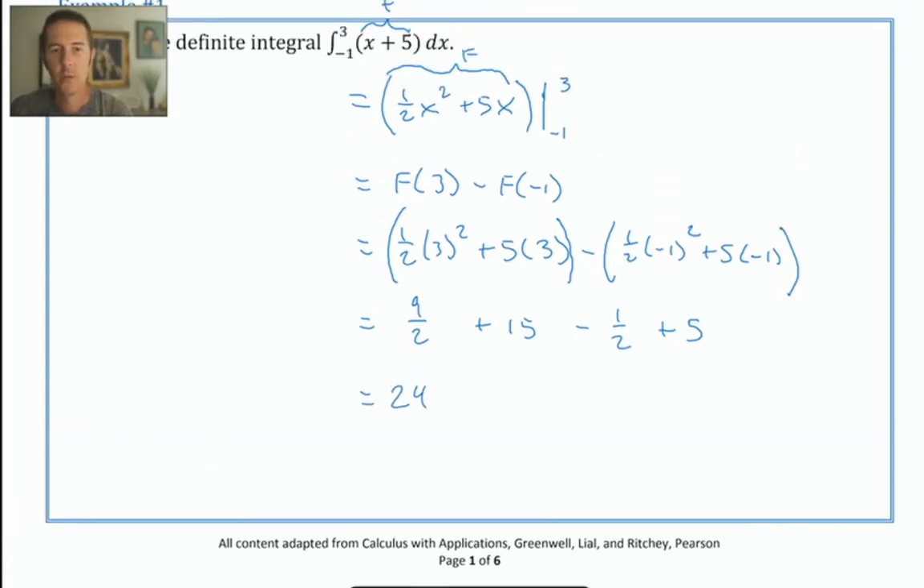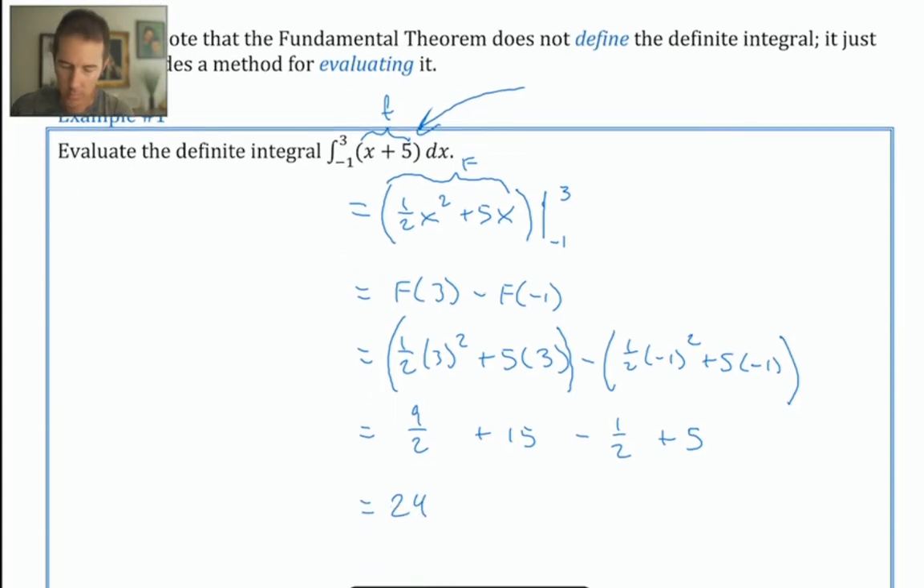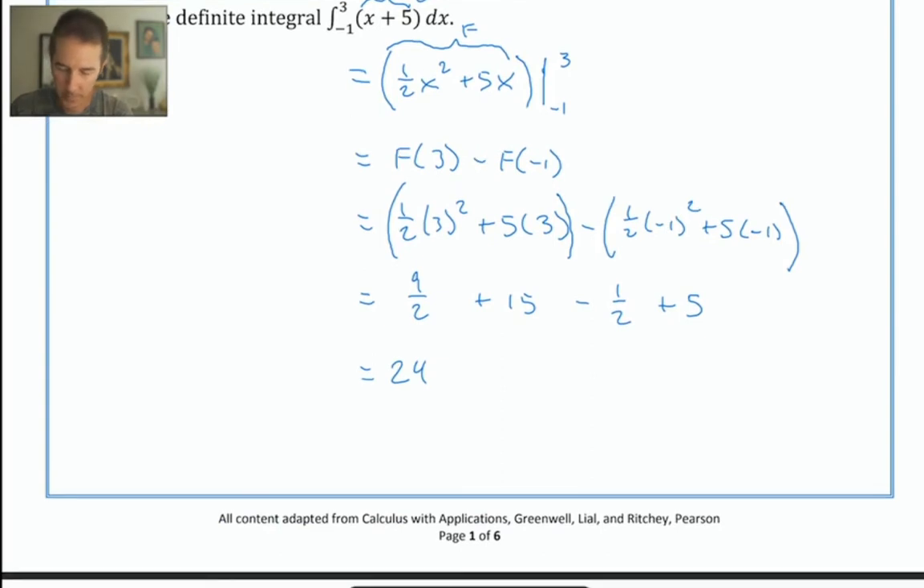24 is the area under this curve from -1 to +3. We did that using integration, and there's an x squared in there, and it turns out we got this whole number, 24. That's pretty impressive. Have a look at this.